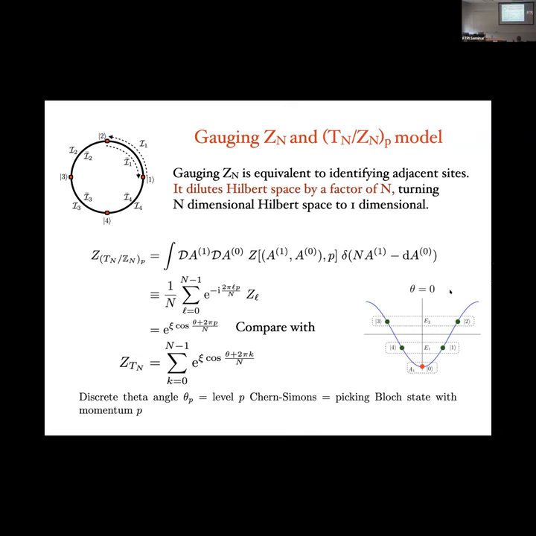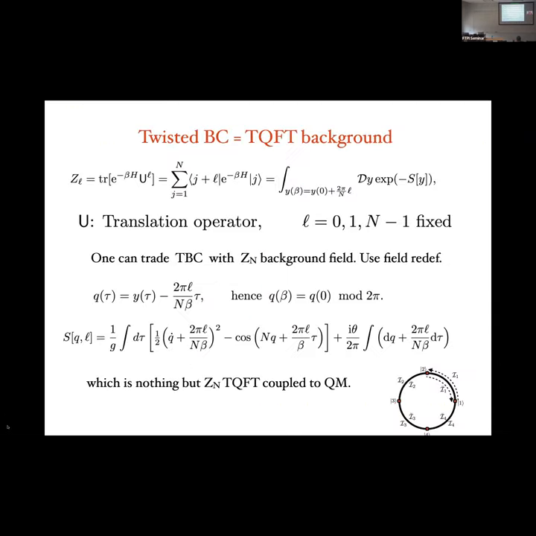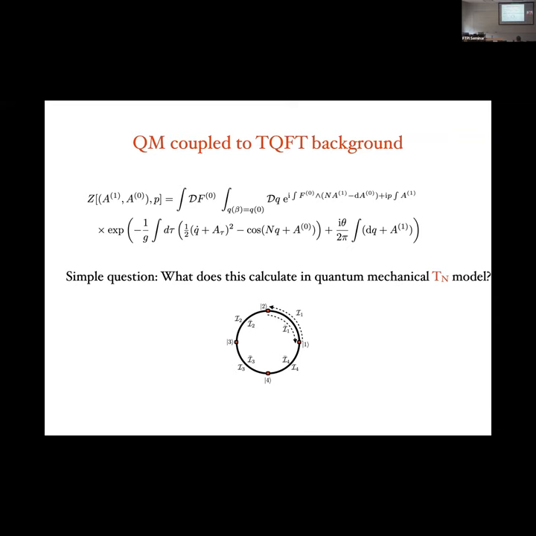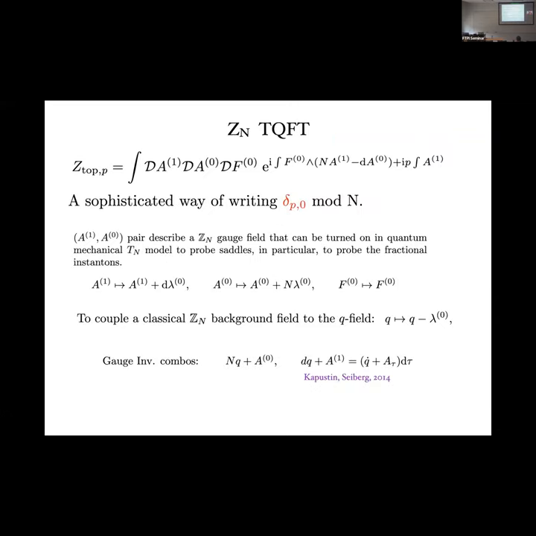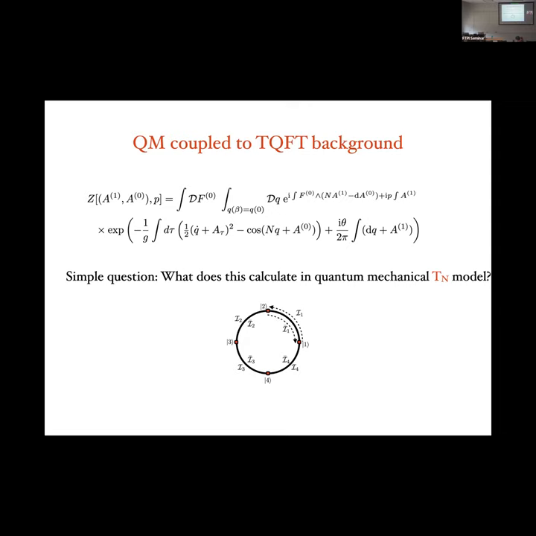Wait, can you say again how you select P? I didn't see P. Okay, let me go back. P, actually, I put it first here. It has multiple interpretations. I put P up there first, and it can be interpreted either as a transimulator, but in practice, for the bands, it is really labeling which block state you are picking. It is something practical in that sense. So physically, it's related to the eigenvalue under the translation.